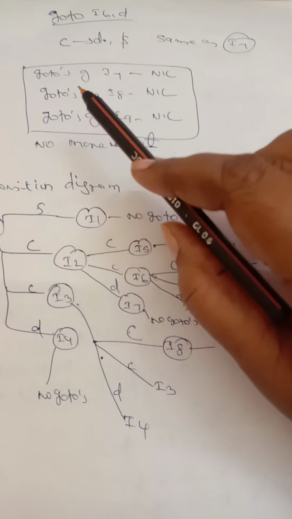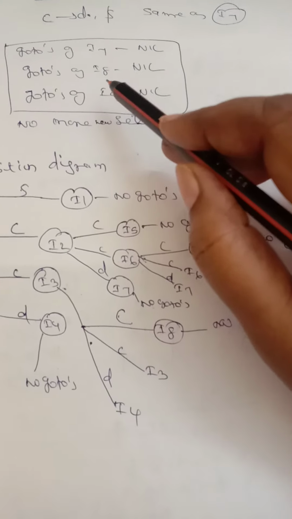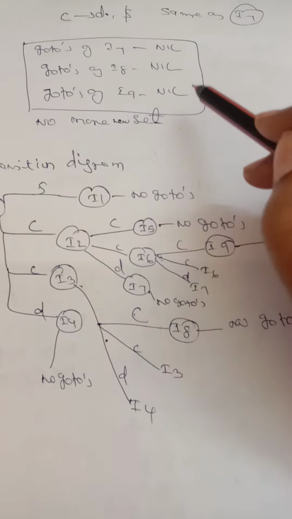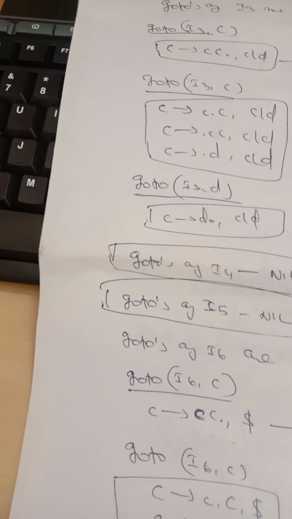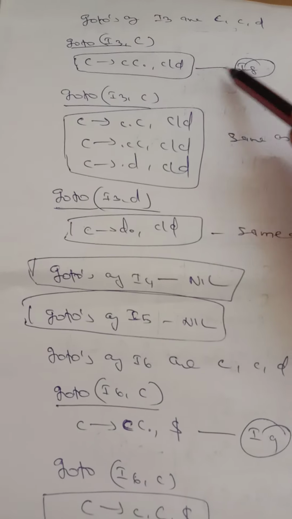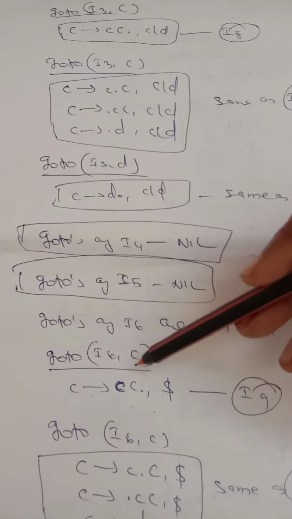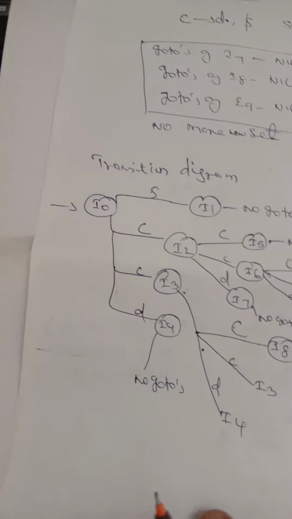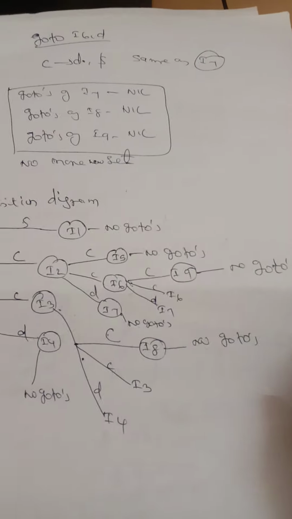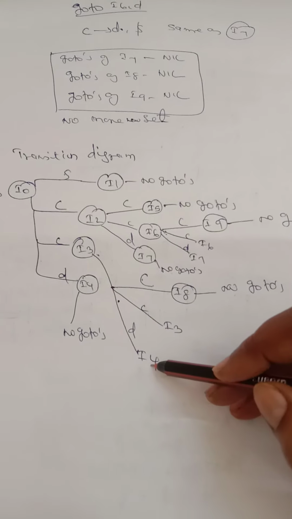Then check I7. I7 has no gotos. I8 also has no gotos. I9 also has no gotos. So no new sets are available. I7 is not having any gotos, and I8 and I9 have no gotos. Once the process is over, we have to construct the transition table for the goto operation.